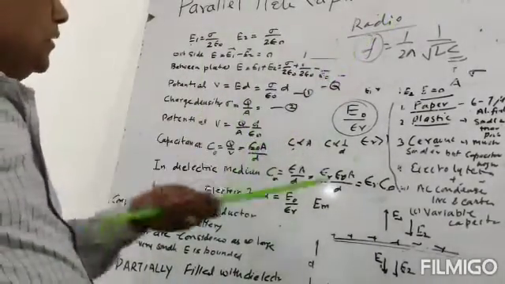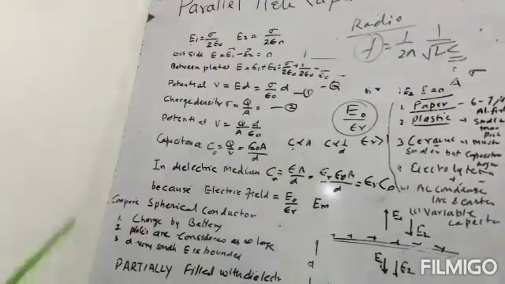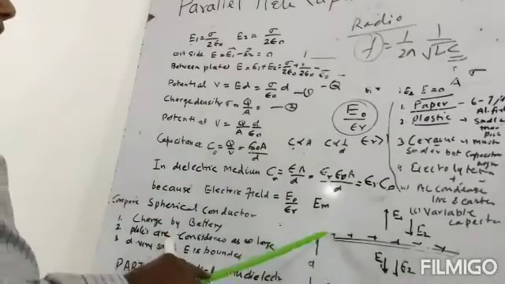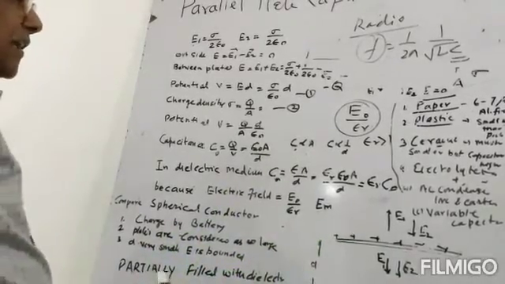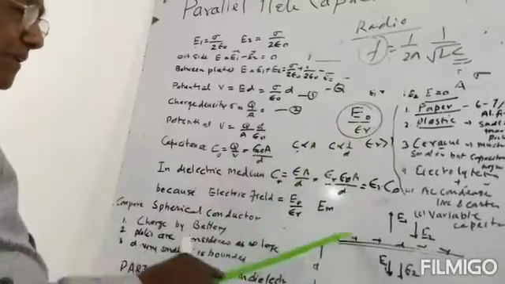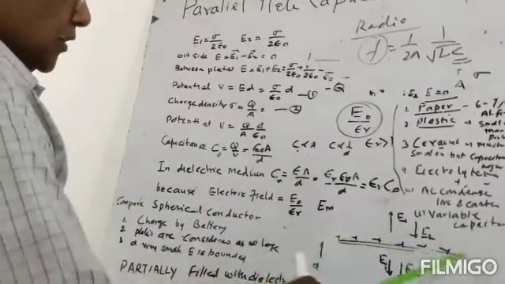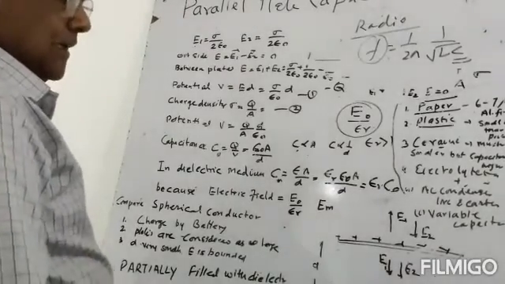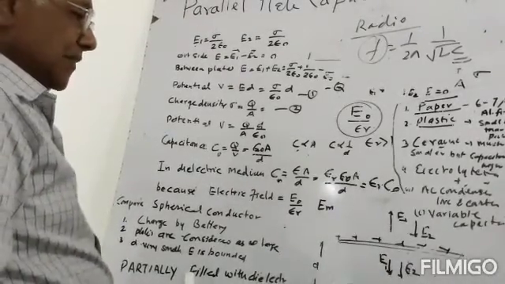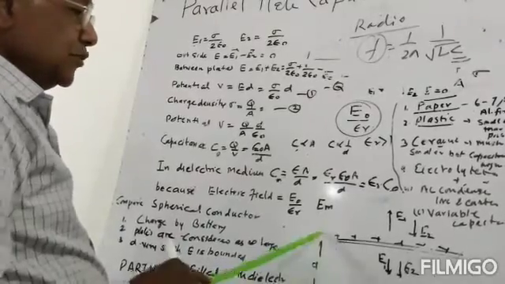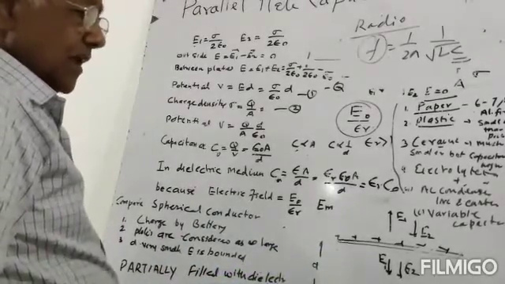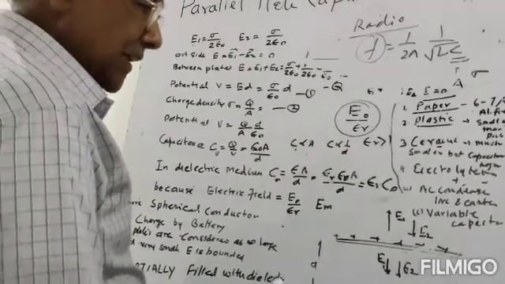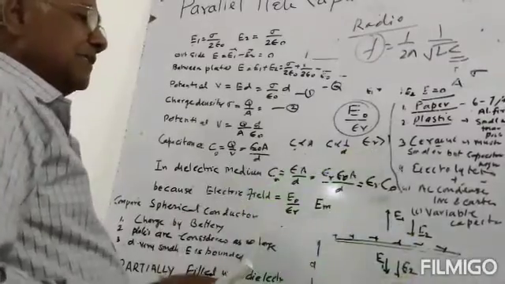So this is all about the parallel plate condenser. Now if the parallel plate condenser is there and it is partially filled, not completely filled, then this is the positive plate, this is the negative plate, and here we have a dielectric. The distance between the two plates is d, and the thickness of the dielectric is t. Now how will the capacitance vary?